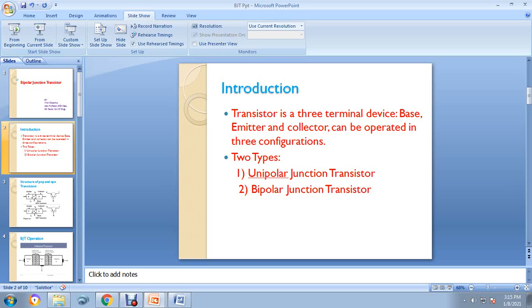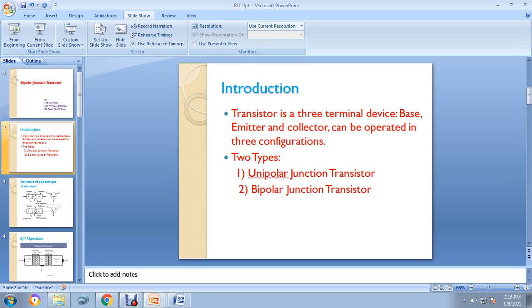There are two types of transistor. The first one is the unipolar junction transistor and the second one is the bipolar junction transistor. If the current conduction is due to only one type of carriers, the majority carriers, then it is called a unipolar junction transistor. If the current conduction in the BJT is due to the minority carriers as well as the majority carriers, both electrons and holes, then it is called a BJT.